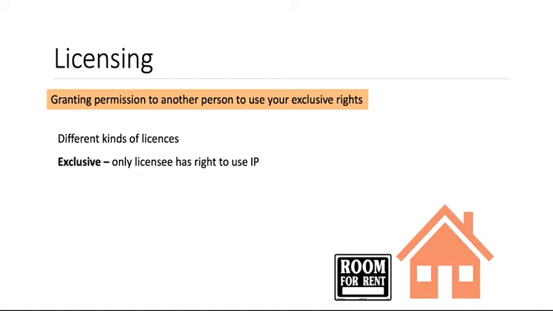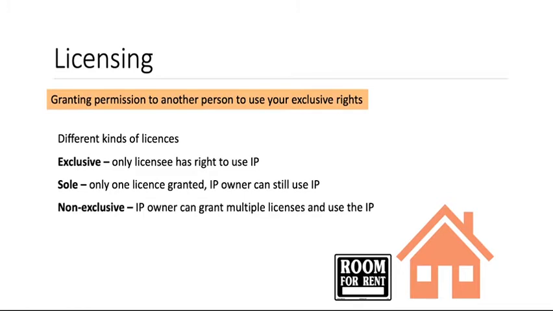The second kind of license is a sole license. This is where there's only one license, but the intellectual property owner can still also use the IP. And the final kind of license is a non-exclusive license. This is where the IP owner can grant multiple licenses and continue using the IP themselves. This would be your choice if you want to try and maximize profits, or if you want to go international, have different regions, or just divide the different actions relating to your intellectual property asset to different people.